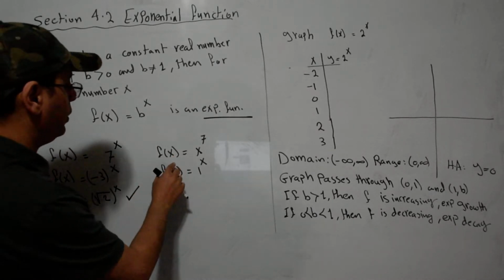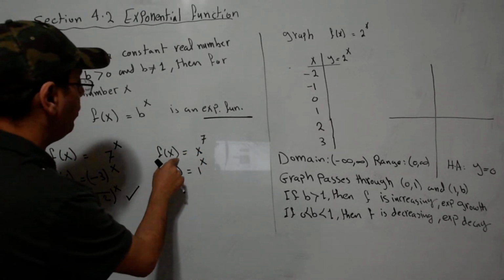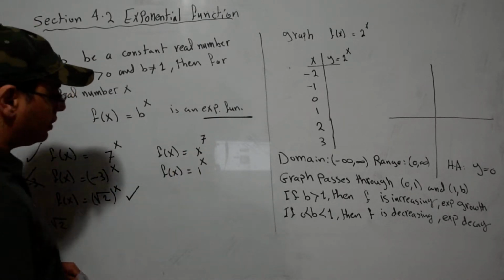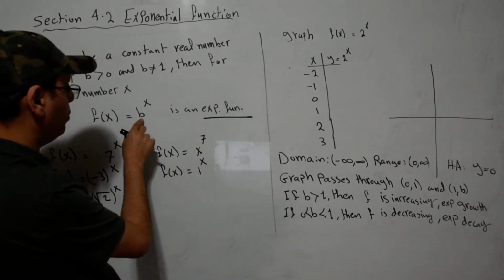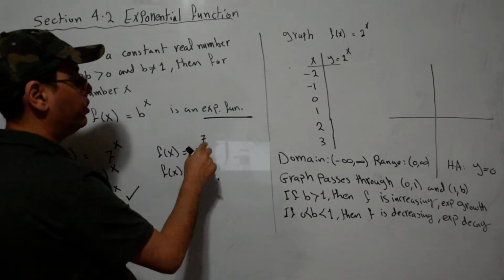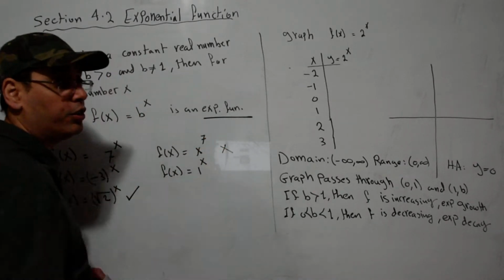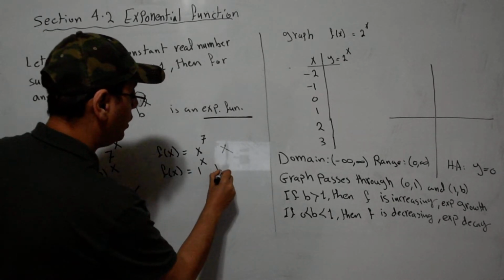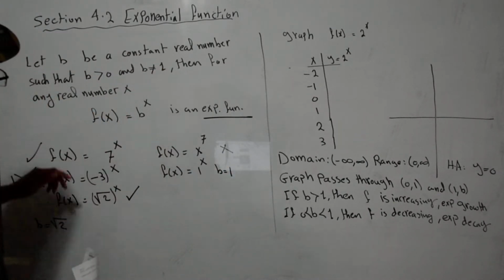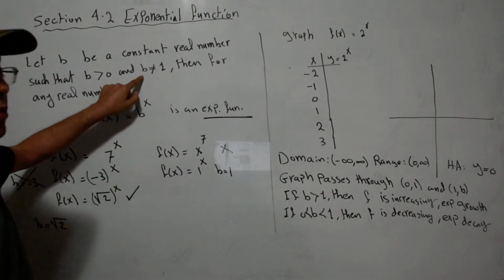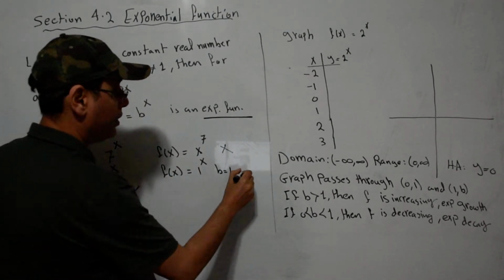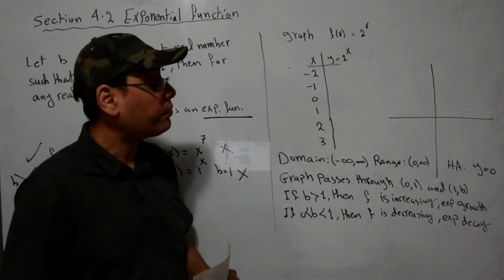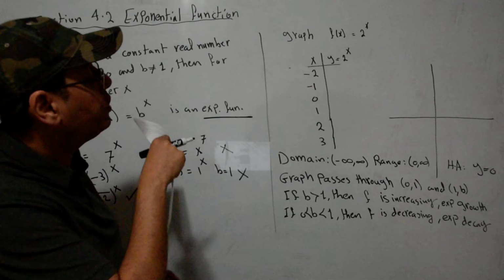How about this? f of x is x to the 7th. So what is b here? Is b x? No, this is not of the form b to the x. This is x to the 7th, so this is not an exponential function. Now 1 to the x. Here b is 1. b is positive, yes, but b cannot be 1. Therefore, this cannot be an exponential function. Okay so far?